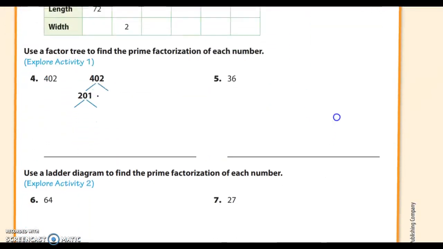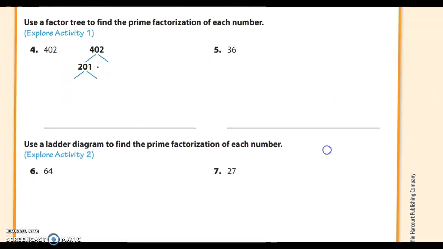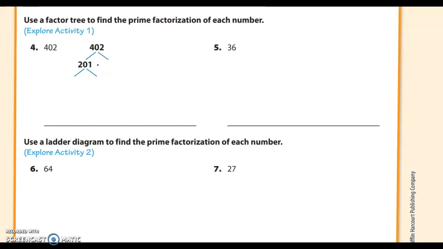We're on numbers 4 and 5 where we're supposed to use a factor tree, and you should use the ones they started for you. They started number 4 for you. On number 4, we're supposed to use a factor tree to find the prime factorization of 402. And what do you notice about 201? It's exactly half of 402, which makes this a 2. And so this is going to be a prime number, so we circle it.